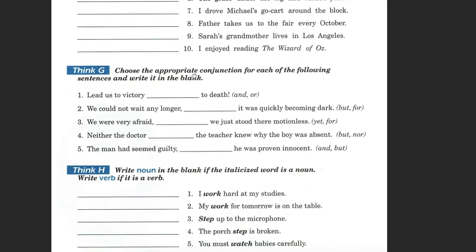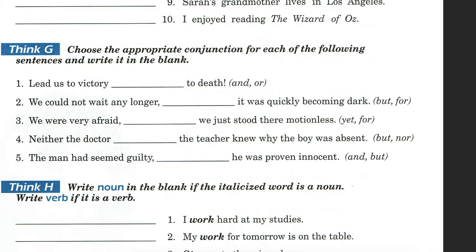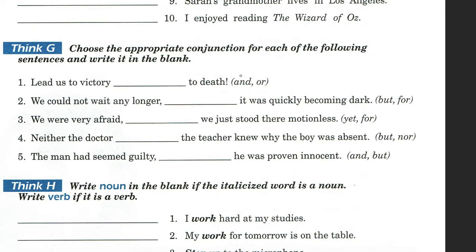Think G. Choose the appropriate conjunction for each of the following sentences and write it in the blank. Number one, lead us to victory, blank to death. So you're either circling and or, or you're picking one of these two words. So which one do you think it is? Is it lead us to victory and to death? Or is it lead us to victory or to death? All right, in this case, it's or.